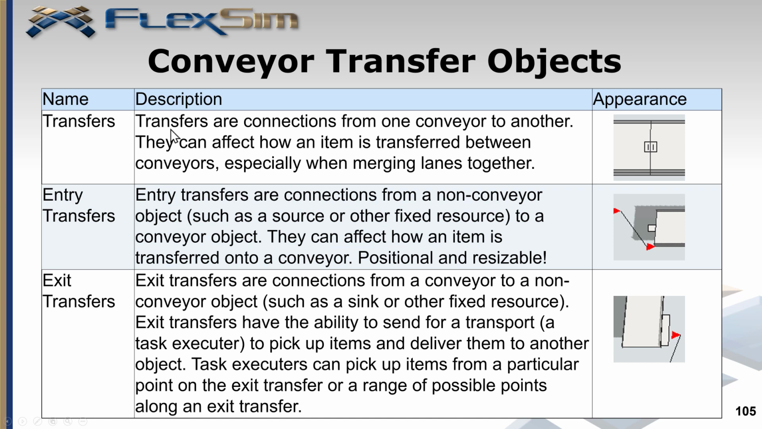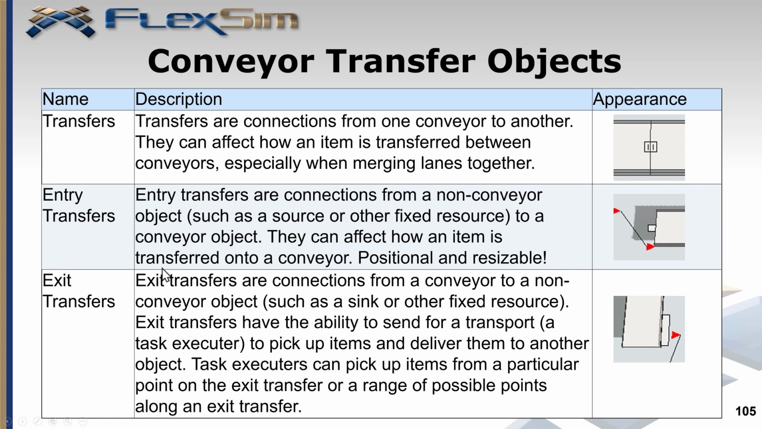Starting with transfers. Transfers are connections from one conveyor to another. They can affect how an item is transferred between conveyors, especially when merging lanes together. Entry transfers are connections from a non-conveyor object, such as a source or other fixed resource, to a conveyor object. They can affect how an item is transferred onto a conveyor. They are positional and resizable. You can drag them to a new position, they'll stay along the edge of the conveyor, or when you click on it, you'll get resizing arrows that will allow you to resize it if necessary.